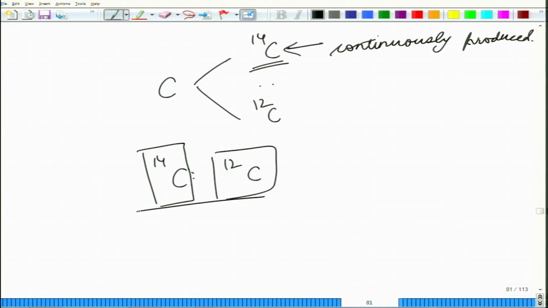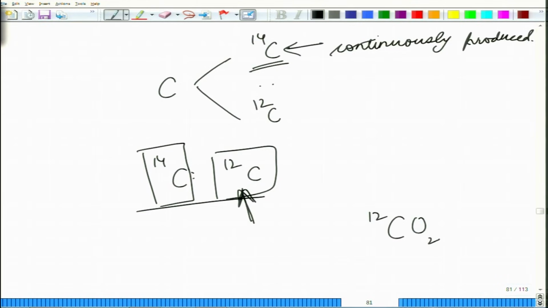Now, what happens when we burn up the fossil fuels is that the carbon that was stored for a very long period of time has a very low amount of carbon 14. So, practically you can say that it is more or less pure carbon 12. When you are burning it off, you are changing the elemental or isotope composition in the atmosphere, because you are increasing the amount of carbon 12 in the atmosphere.